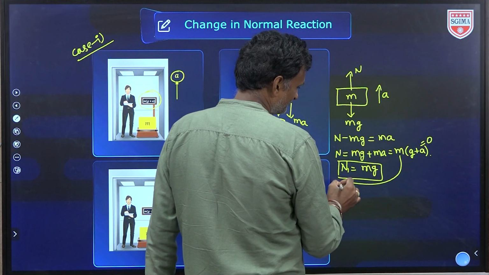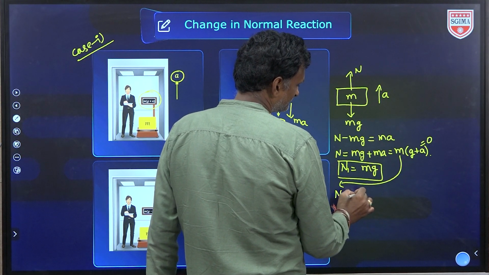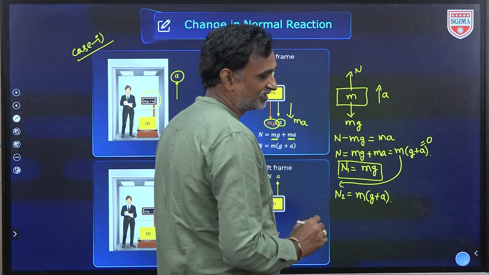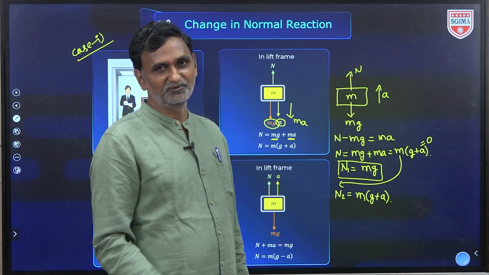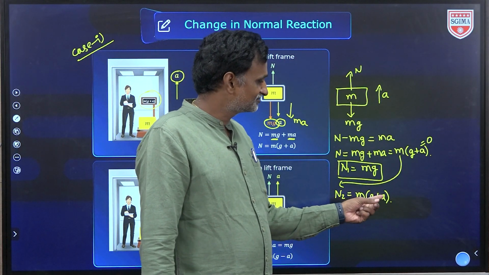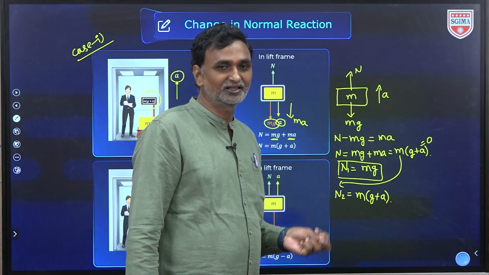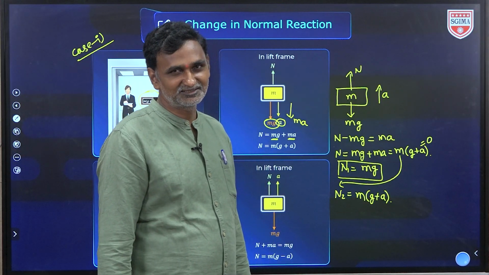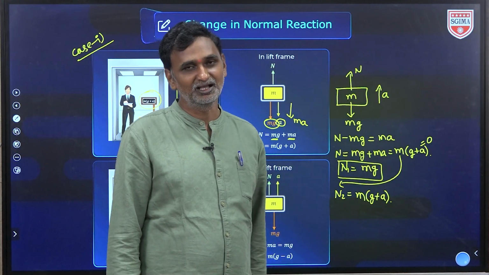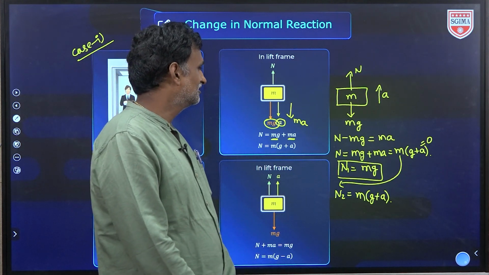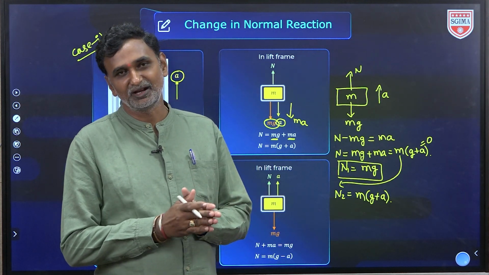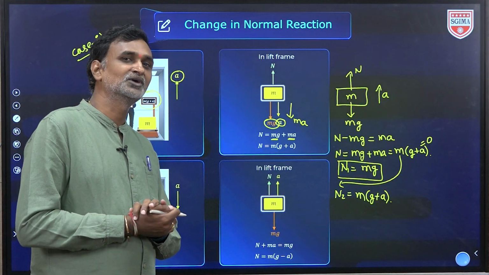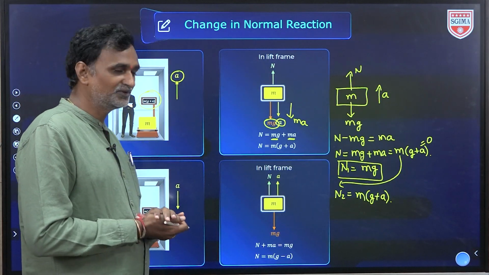I am writing this answer, that is N2 equal to m into (g plus a). Even if the acceleration is a least value, the N2 value is greater than N1, right? So the weight of the block is shown as some excess value whenever it is accelerating upward. You need to get this concept here. The weight of the block or particle appears to be increased whenever it is moving in the upward direction with some acceleration. So this is the concept we can write down.